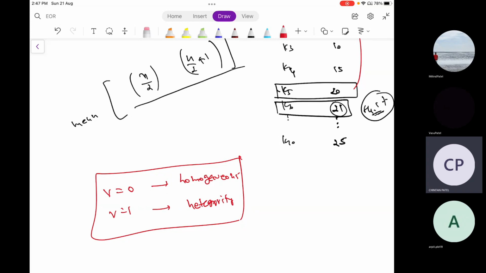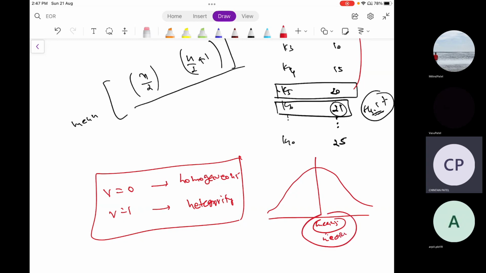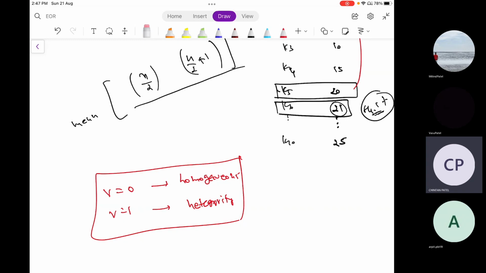Is my distribution right skewed or left skewed? Based on that, if it is right skewed or left skewed, then the reservoir is definitely heterogeneous, and the value we are getting is near to 1. If it is homogeneous, then our distribution shape is something like this: a Gaussian distribution, which is equal around the mean and median. Mean is equal to median, 50% is equal to the mean itself. Then we can say this is homogeneous data. This simple statistical concept we are going to use here.